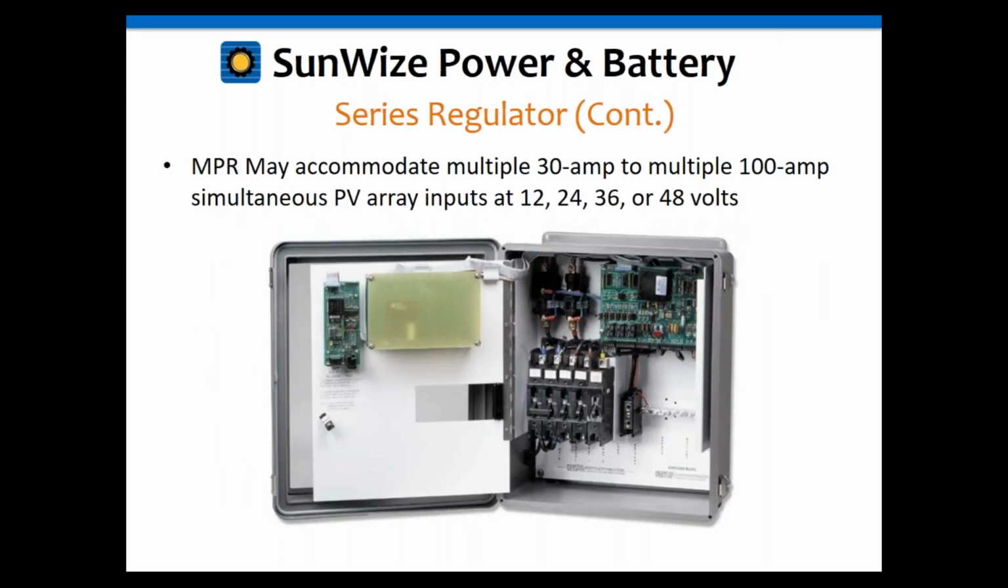And here's a photo of an MPR controller. This one has two relays in it, so it's a two-step or two-stage unit. And with this unit, you can get up to 200 amps in this small package, which is roughly 16 inches by 14 inches, and it comes in a NEMA 4X fiberglass enclosure. So again, it's a compact package for a lot of current, making them very suitable to very large solar systems.